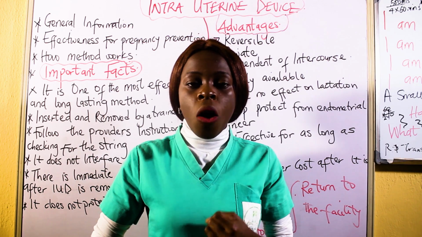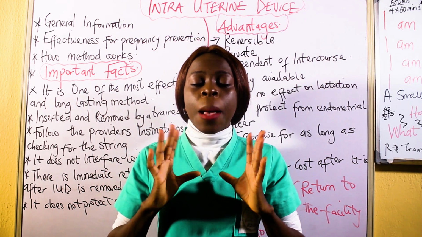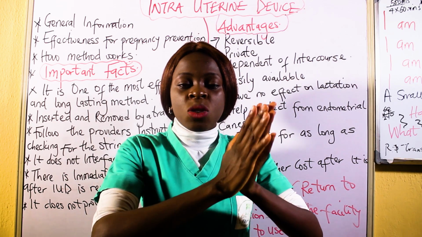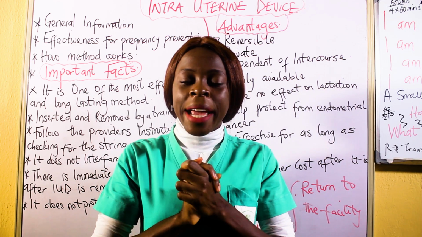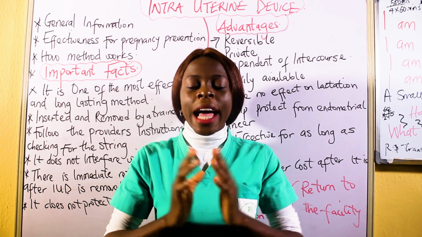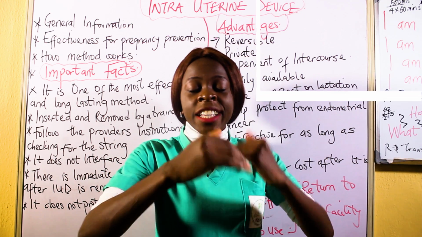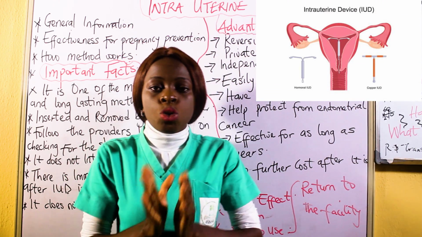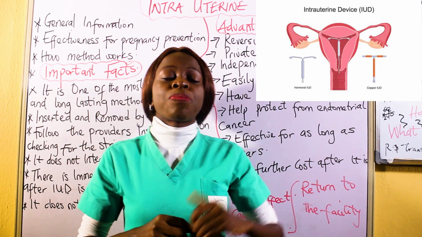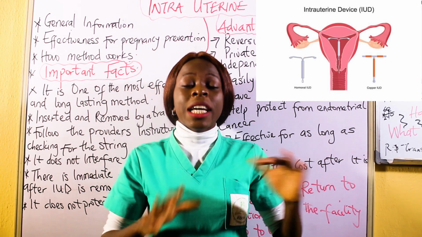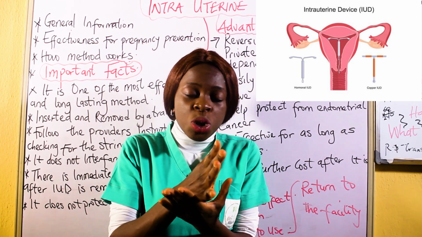IUD is a small, flexible, plastic copper device placed through the cervix into the uterus to prevent what? To prevent pregnancy. This device normally has two strings that hang from the cervix into the vagina. You can see it on the screen showing on the board. That is the IUD. You can see how small that device is. It's going into the uterus to prevent pregnancy.